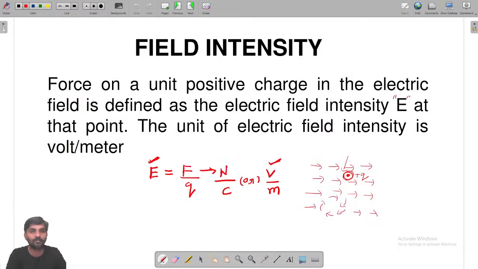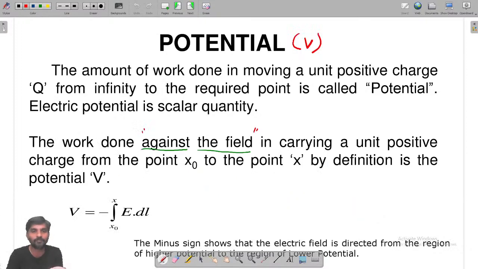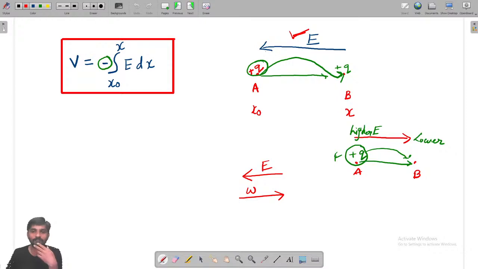We also discussed what field intensity is. Force on a unit positive charge is called field intensity. This is what I explained in the last class. The units are volts per meter. Then we discussed potential. The work done against a field in carrying a unit positive charge from x0 to x. So the work done to move a positive charge from x0 to x, which is against the field. We have to remember this.